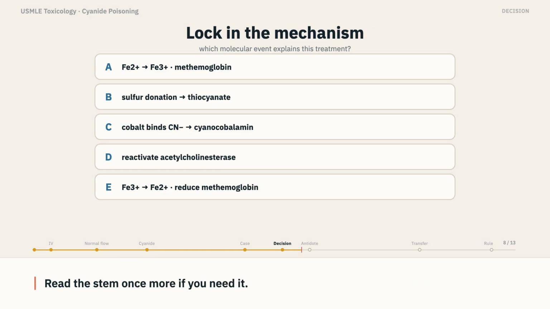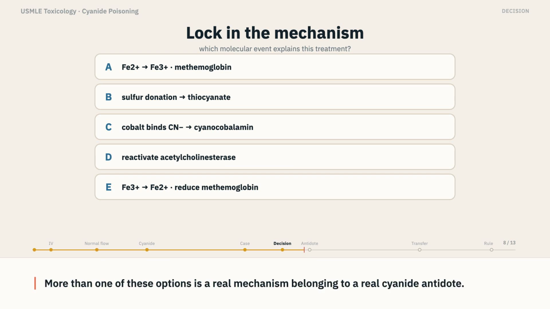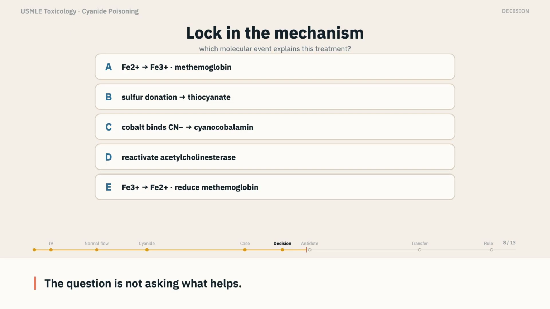Read the stem once more if you need it, and listen to the exact wording of the task. Most directly explains the benefit. That phrase is doing work. More than one of these options is a real mechanism belonging to a real cyanide antidote. Some of them would help this patient if you gave the corresponding drug. The question is not asking what helps, it is asking what this drug does at the molecular level in one step. Lock in your answer.